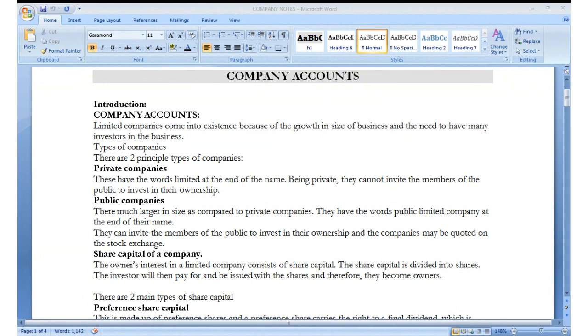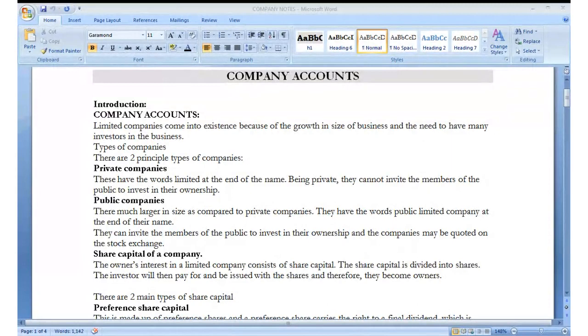But now you can have two types of shares. That's why we are told the share capital is divided into shares, and the investor will pay for and be issued with the shares, and therefore they become owners. So a share is just a certificate to show that you have become an owner of that company. From you to the business, you give money. From the business to you, you get a share, a certificate to show that you are an owner of that company. And the money that you give to that company is referred to as share capital.